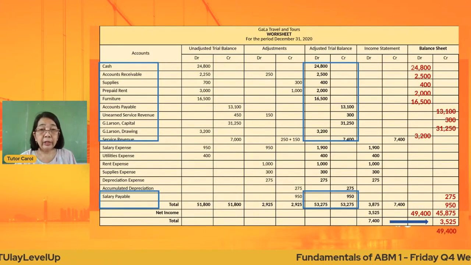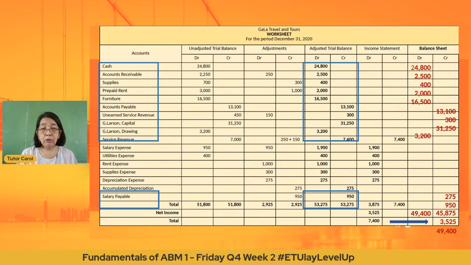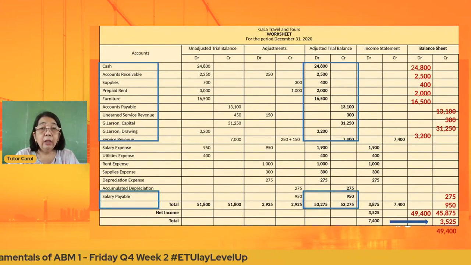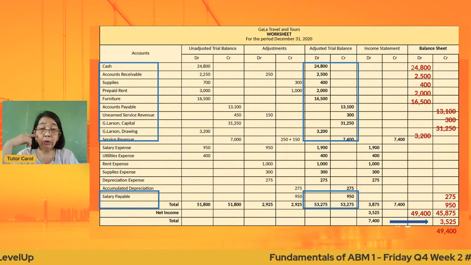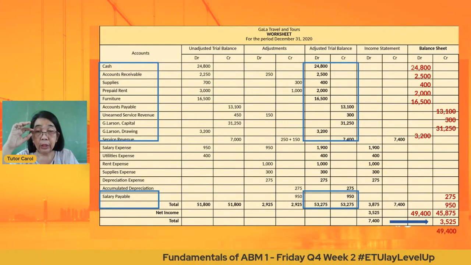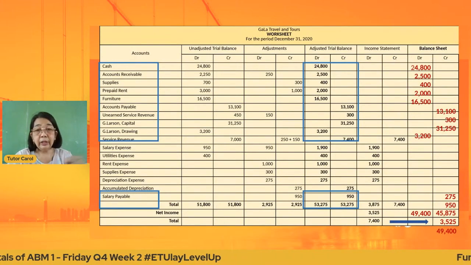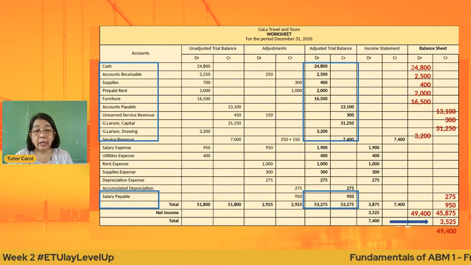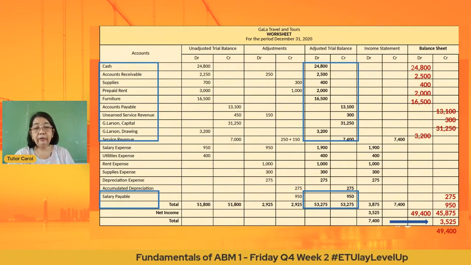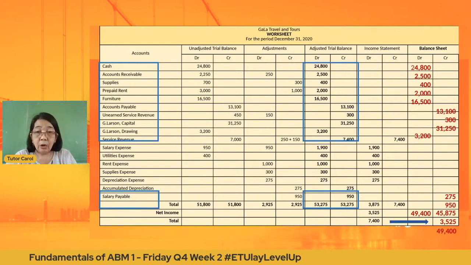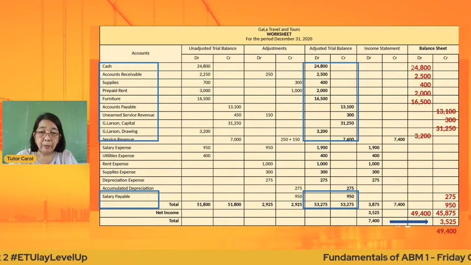Okay, so i-forward na lang natin from the adjusted trial balance yung ating mga amounts, okay? And then, total again the debit side and the credit side. Okay, so anong total niya? For the debit side, total is 49,400. For the credit side, the total is 45,875. Yan. Okay, sasabihin nyo, Miss, hindi na naman balance. Okay, may problema po ba?